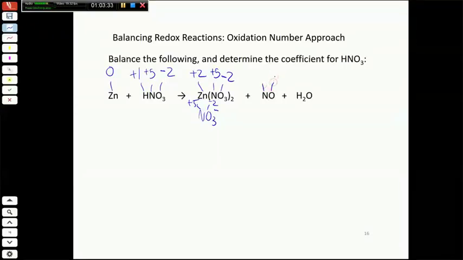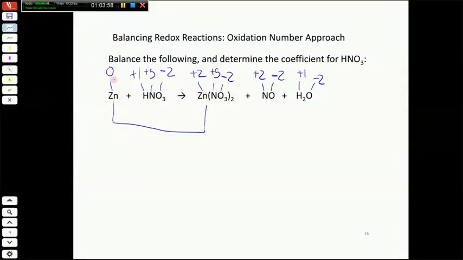We have NO here, a binary compound, oxygen -2. Nitrogen would have to be +2 to balance that. And then for water, we have still +1 and -2. Okay, so those are the oxidation numbers. Now we want to look at the ones that change. We identify those. We have zinc. Let me erase that, it's just in the way now. Zinc goes from 0 to +2, so that's a 2 electron change. And we also see that we have a nitrogen here that's +5 and a nitrogen that's +2. So that's 3 electrons. +5 to +2 is a difference of 3.